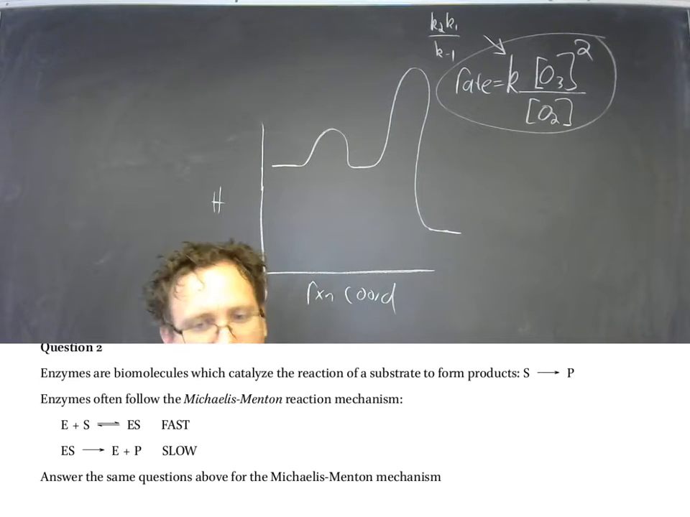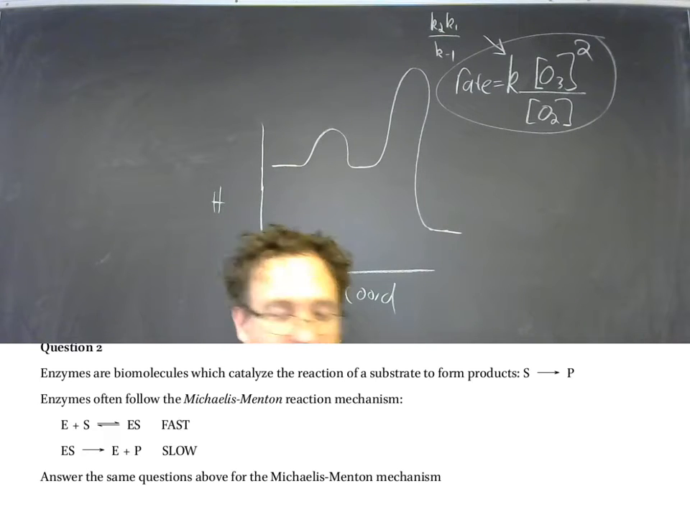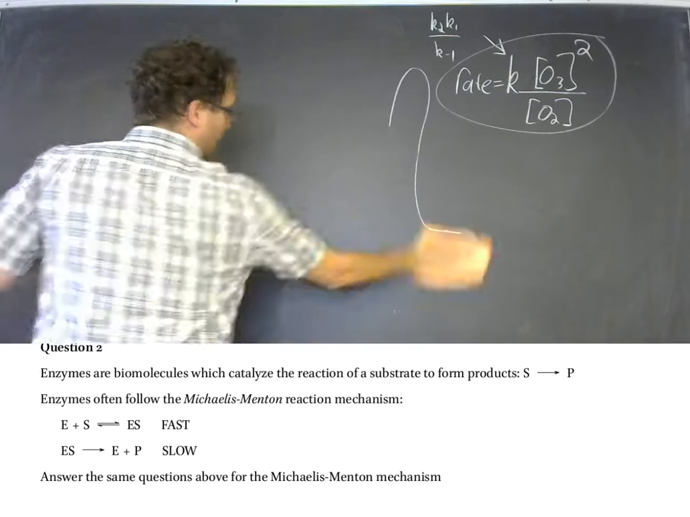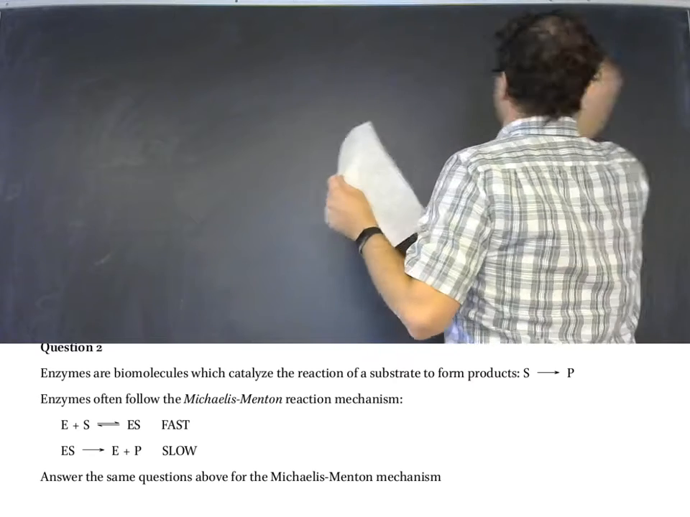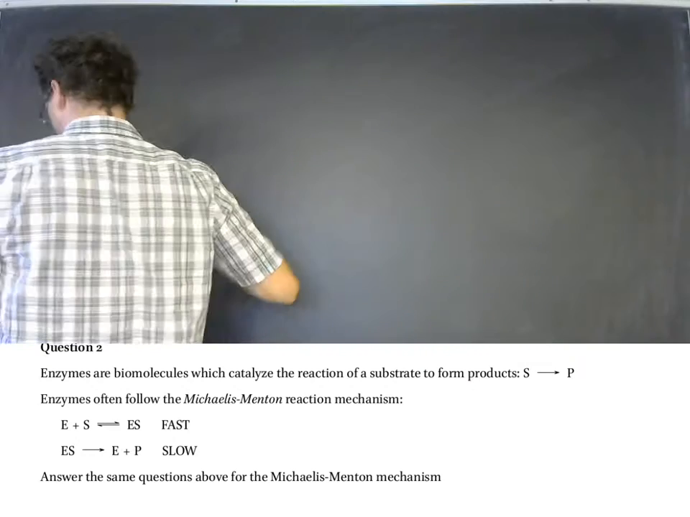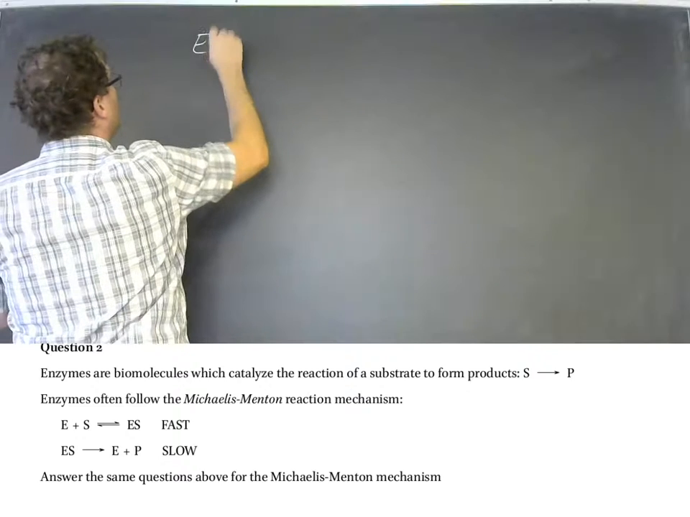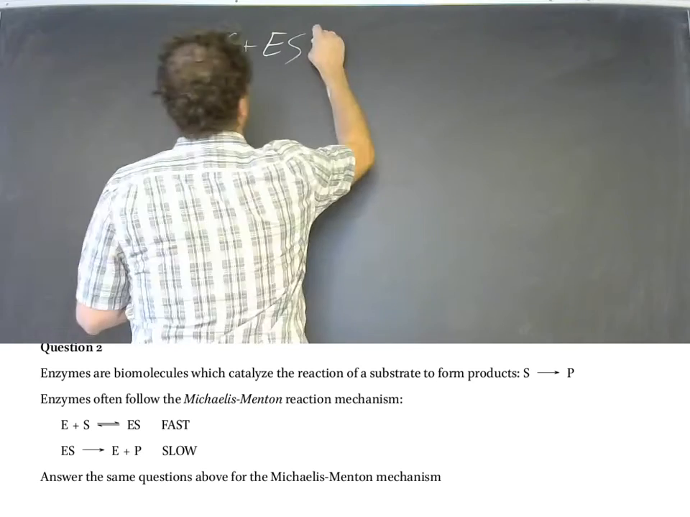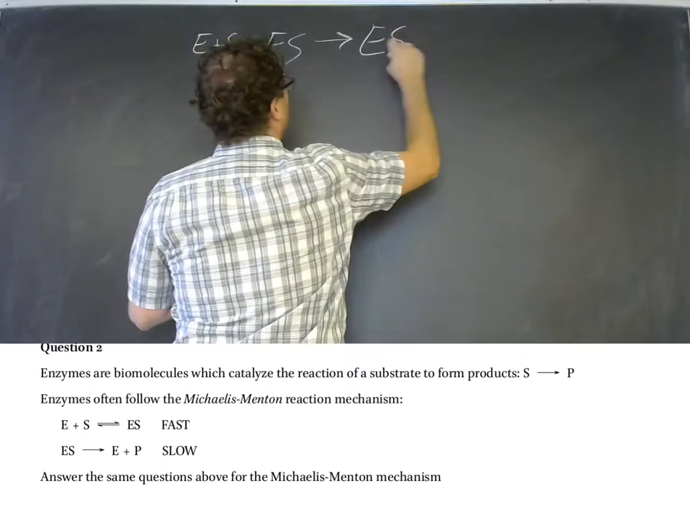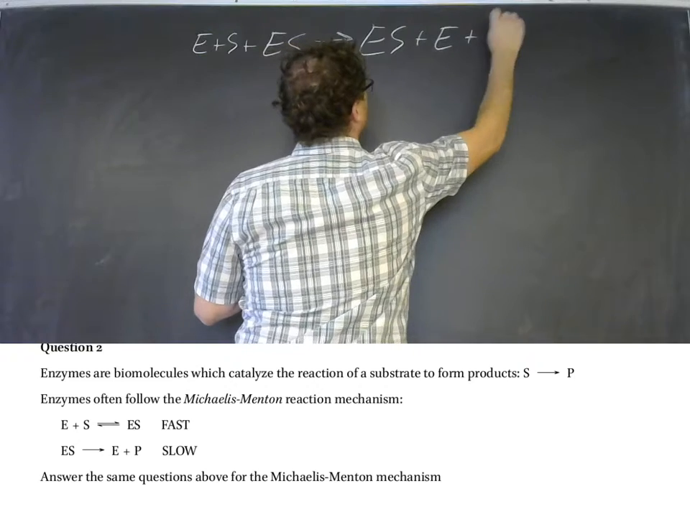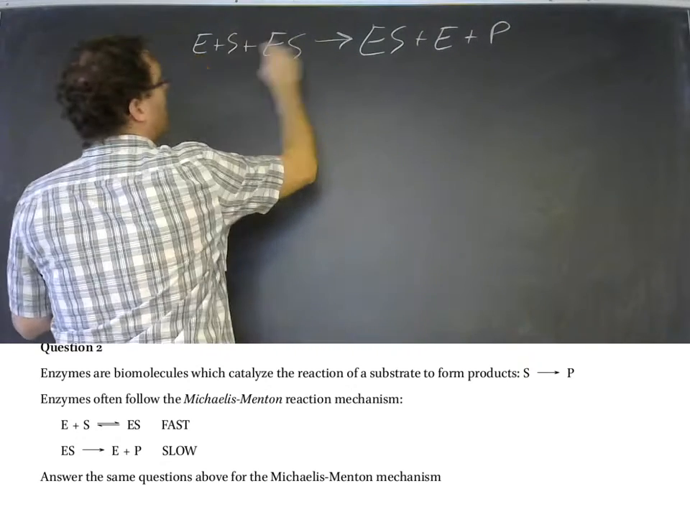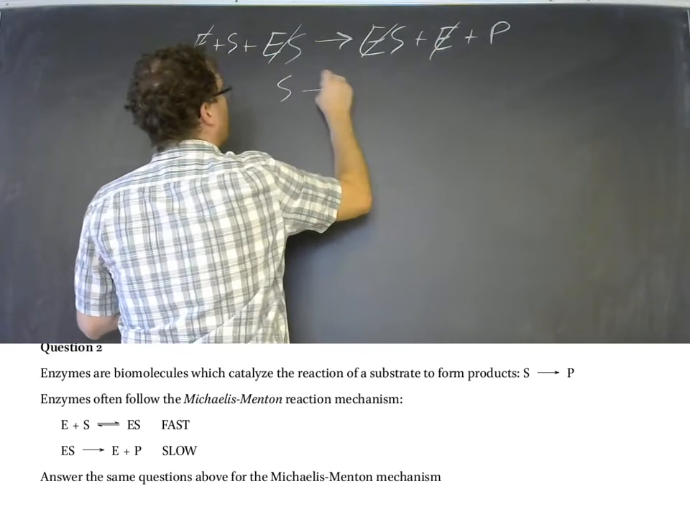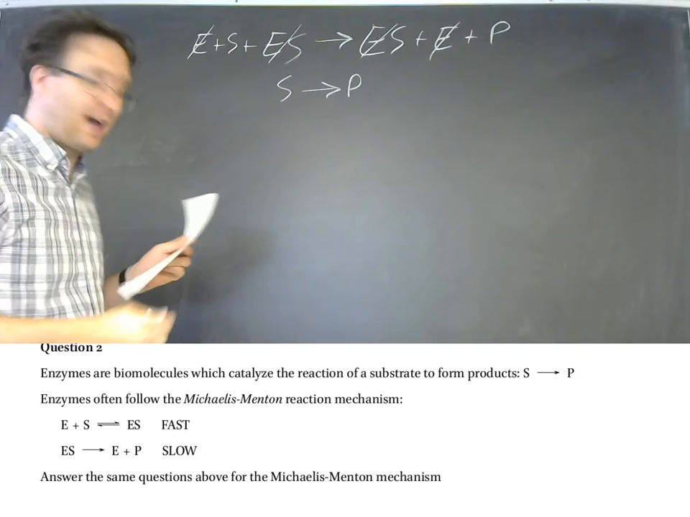Let's answer the same questions above. So the first question, does it add up to the overall reaction? Let's figure out what the overall reaction is for this Michaelis-Menten mechanism. On the left side, we would have E plus S plus the ES complex. On the right side, we would have ES plus E plus P. And so we can get rid of ES, and we can get rid of E, and we're left with substrate to product. So it does add up.